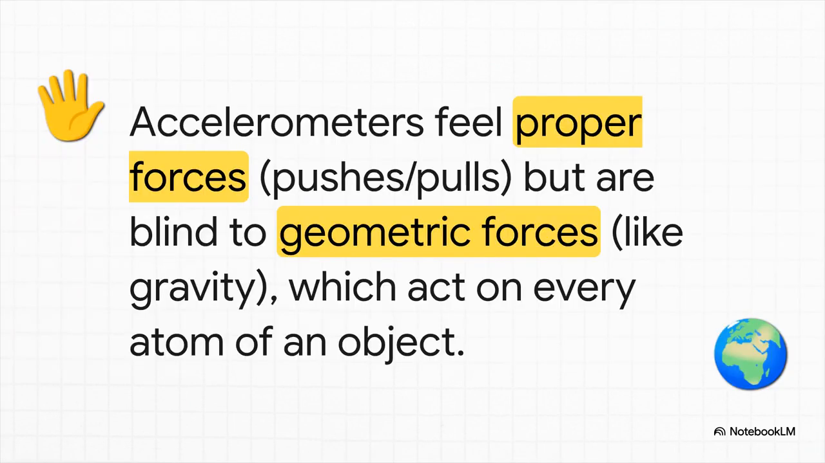And that tells us something profound. The accelerometer can only feel what we call proper forces, actual physical pushes and pulls, like being caught. It is completely blind to geometric forces, like gravity, because gravity isn't a force in the way we usually think of it. It's the shape of space-time itself. And when you're in free fall, you're just following that shape.